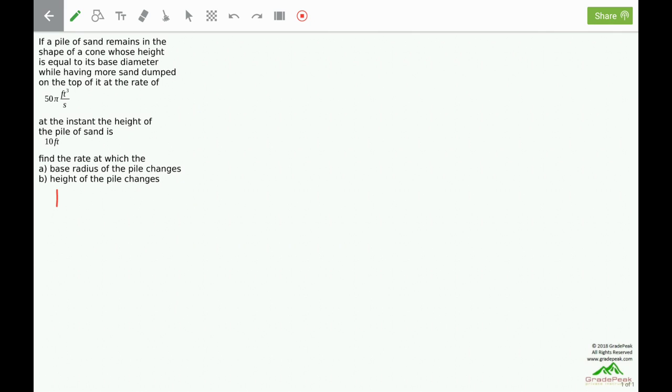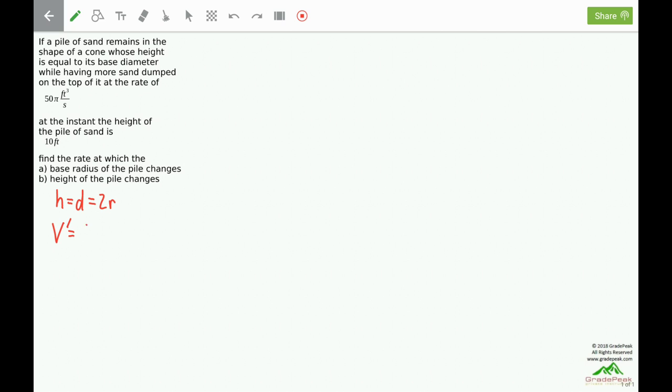First of all, the height is equal to the base diameter, but part A asks us to find the rate at which the base radius of the pile changes, so it's best to put this in terms of the radius. The diameter is equal to twice the radius, and therefore the height equals twice the radius. The next thing given is the rate at which sand is dumped on the top of it, given as 50 pi feet cubed per second. Feet cubed, length cubed, indicates that's a volume rate.